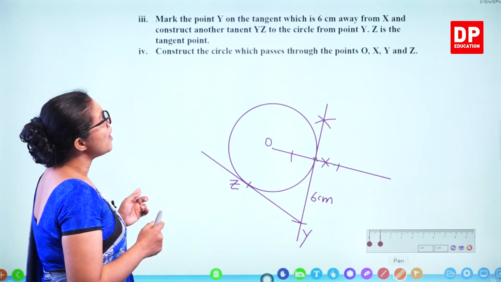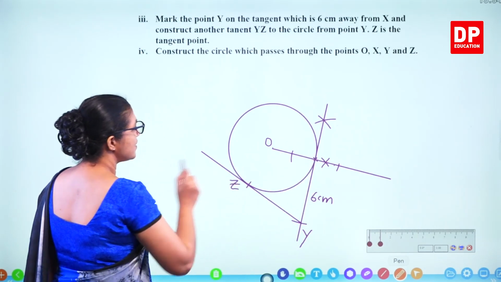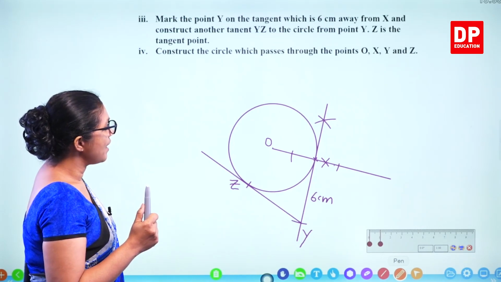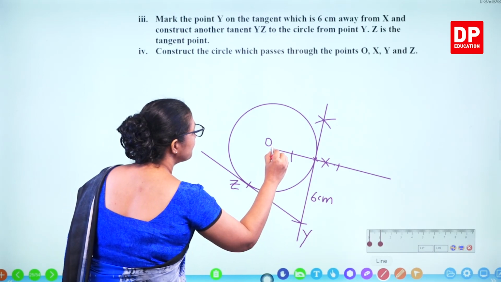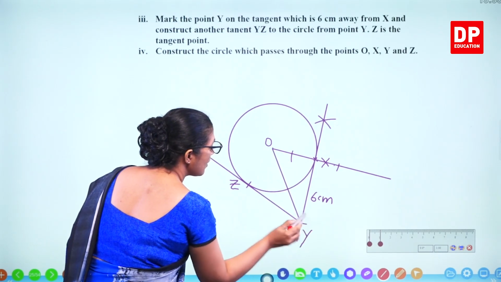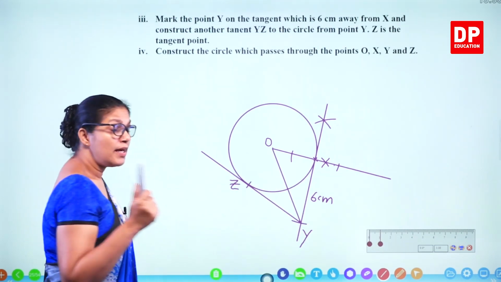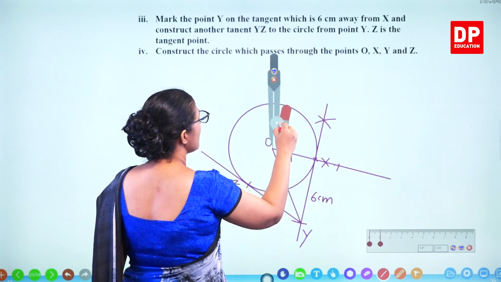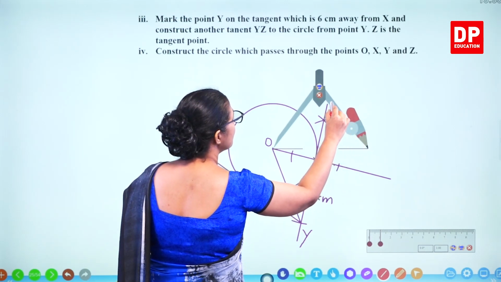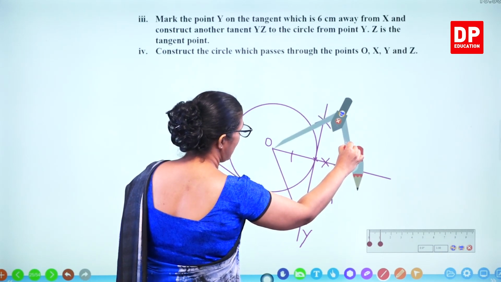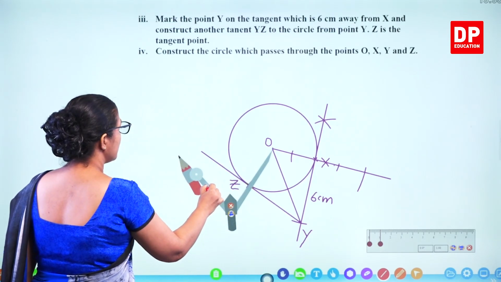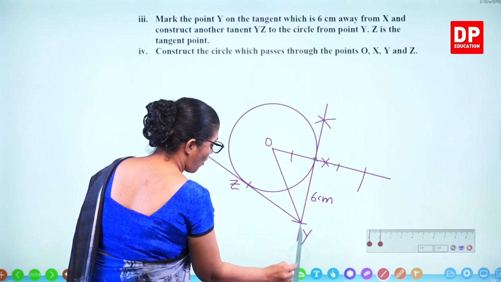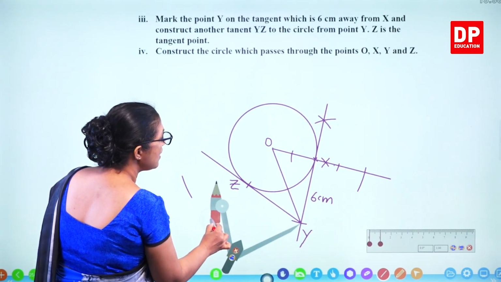Now construct the circle which passes through the points O, X, Y, Z. So we need to draw a circle passes through these all 4 points. So that becomes a cyclic quadrilateral. So we'll first connect OY and we'll do the perpendicular bisector. The intersecting point becomes the center of the circle. So we'll take the compass, take any length, so I can draw an arc here, an arc to the other side because I need to draw the perpendicular bisector and take the same distance from here.